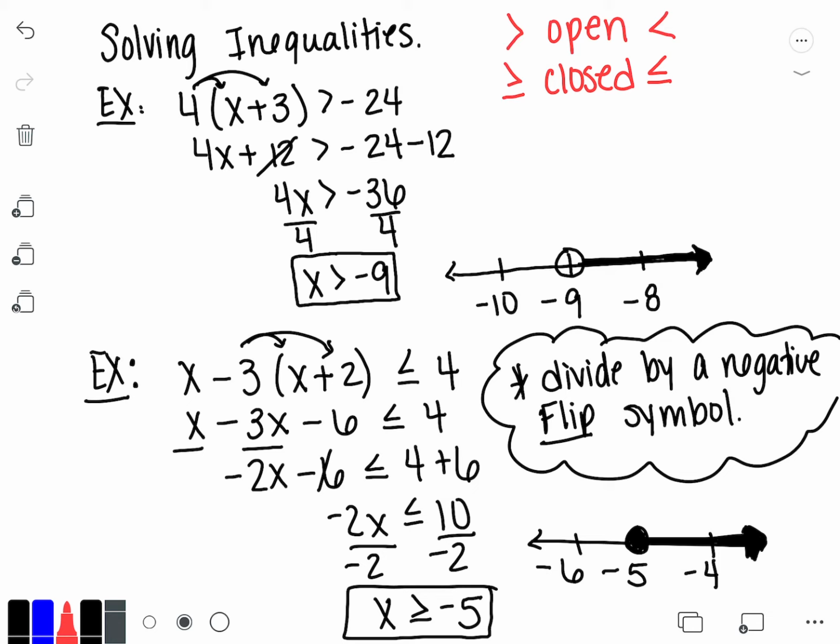And if it points to the right, shade to the right, but that only works if your variable's on the left-hand side. That's why we've practiced so much putting the variable on the left. So you can kind of use the direction it's pointing to shade.